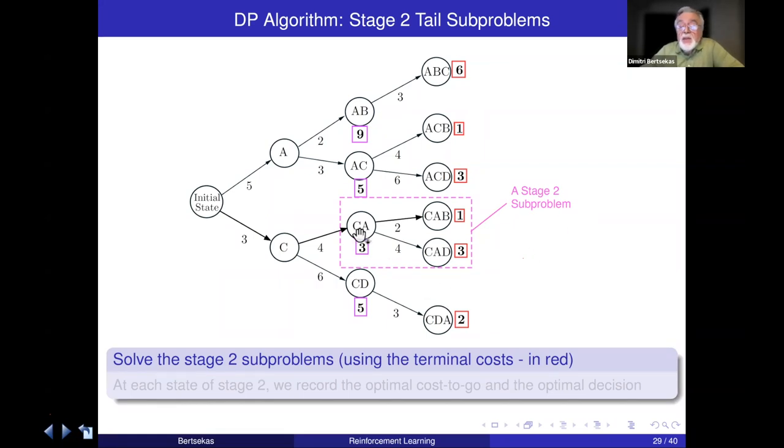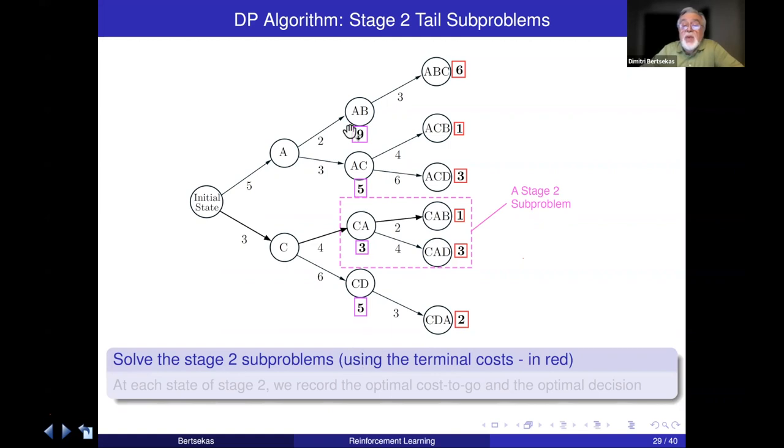So an example of that is one that starts at CA and acts optimally. So what calculation do we have to do? Well, there are two possibilities, choosing B after A, which costs us two to go from A to B, and then a terminal cost of one to add the final operation D from B. So this gives us a three, this gives us a four plus three. So the minimum of the two is three, okay? And that's what we write down. This purple number is the optimal cost of this tail subproblem.